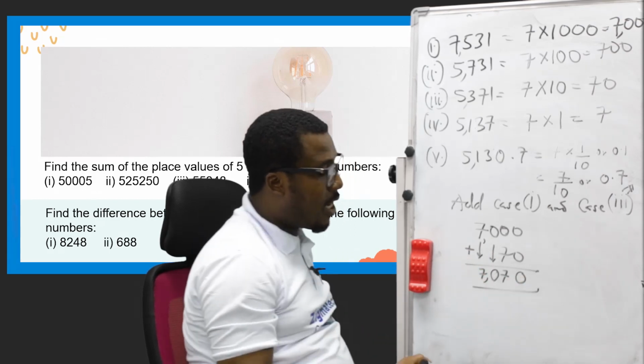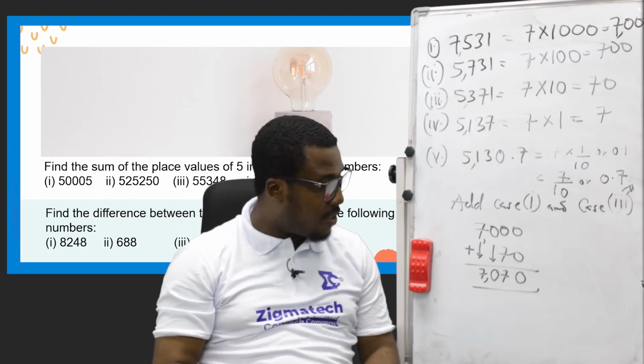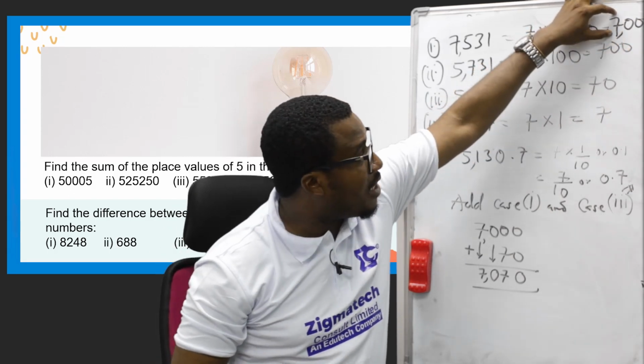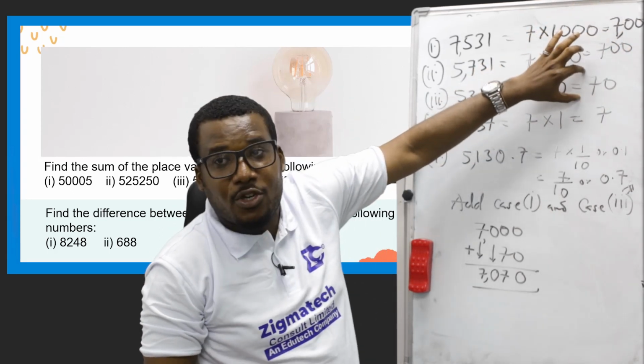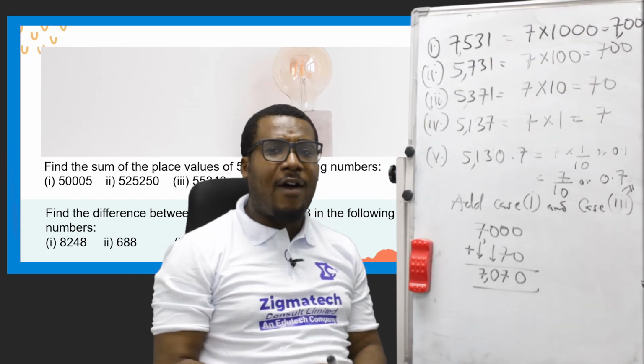Hence, my answer now becomes 7,070. Hence, if you want to pronounce it in words, 7,000 is over here, 70 is here. So your answer is 7,070. What if you're asked to find the difference?